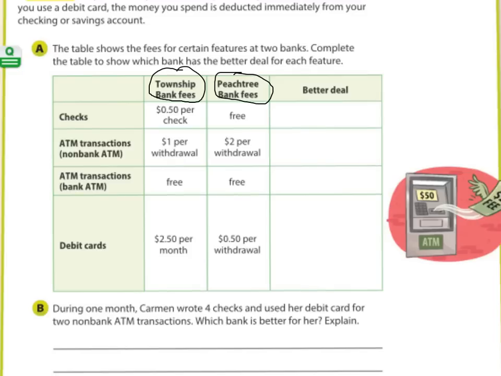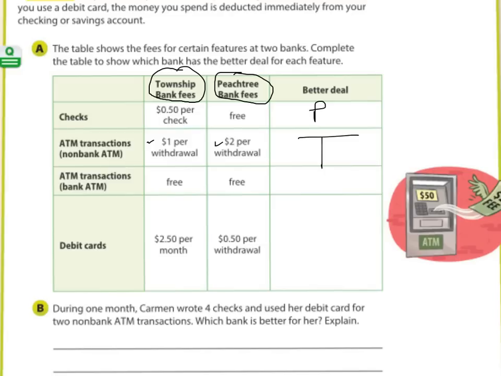Okay. For writing a check, Township Bank says every time you write a check, you're going to have to pay 50 cents. Peachtree says we're not going to charge you for writing checks. That's your money. So who's a better deal? Peachtree is. ATM transactions at a bank that doesn't belong to them. So like if you take your debit card from Township and you go use it at a bank that's not Township, then you're going to get charged $1 every time you take out money. And Peachtree is going to charge you $2. So who's better there? Township is.